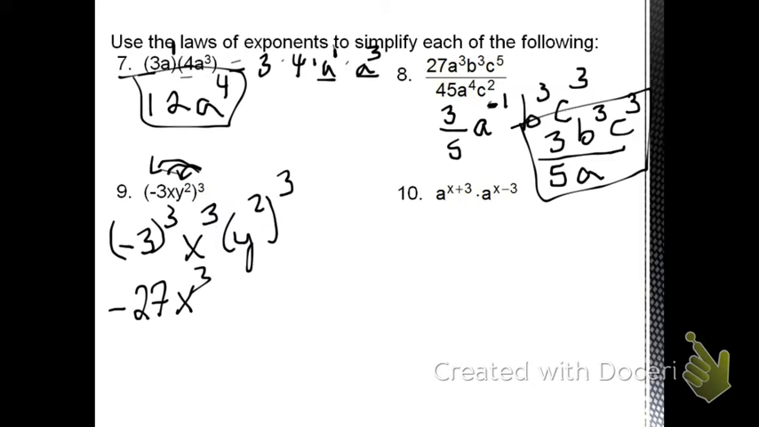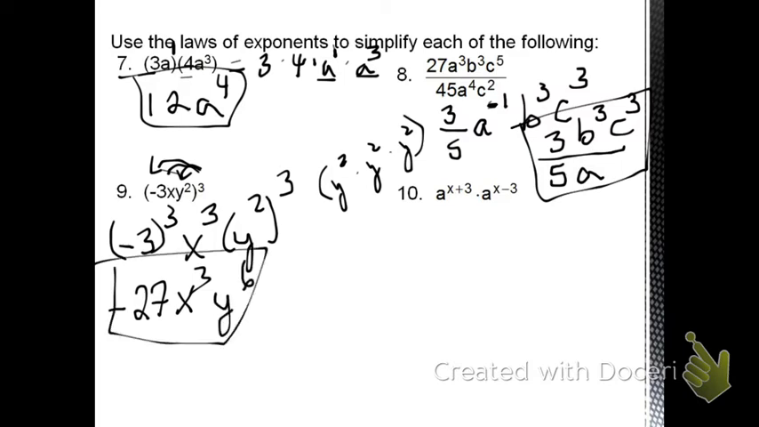And I have y squared cubed. By the way, that's the same thing as y squared times y squared times y squared. Well, how many y's do you have? 6, right? Or you can always remember that I have a power raised to another power. You always multiply. So it's y to the 6th power. And that's the final answer.